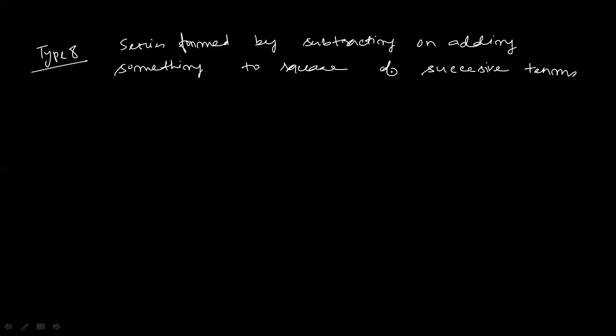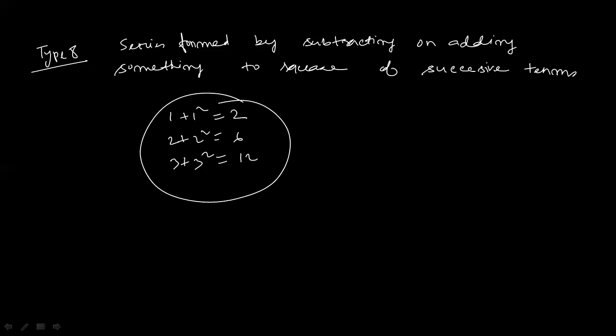Suppose a series is given, and you have to add or subtract something to the square of successive terms. Suppose 1, then 1 square; then it will be 2, then 2 plus 2 square, it will be 4 plus 2, 6; then 3 plus 3 square, it will be 9 plus 3, 12. This type of series will come. It can be minus also. So series formed by subtracting or adding something to the square of successive terms.